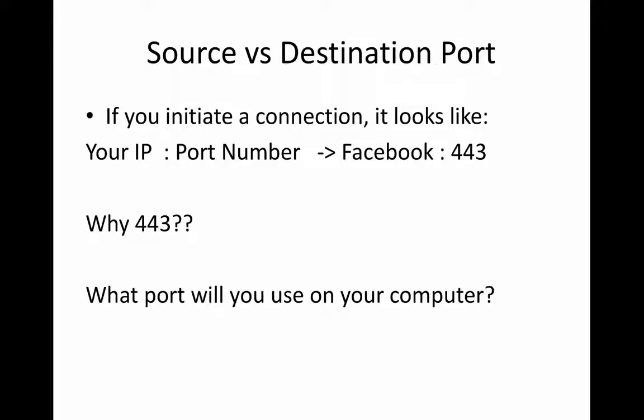So when you go out to a connection, your computer and your firewall, like at the edge of DSU, is going to remember stuff about that connection. It's going to know your internal IP, so it's going to know the source IP address. It's going to know the source port number. And then it's going to know the destination IP address and the destination port number.